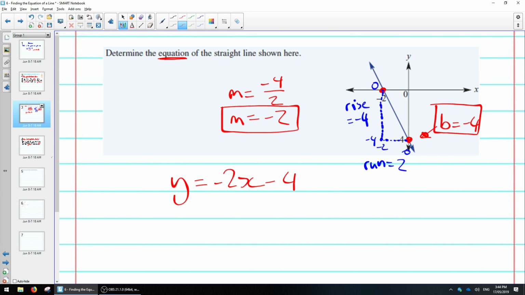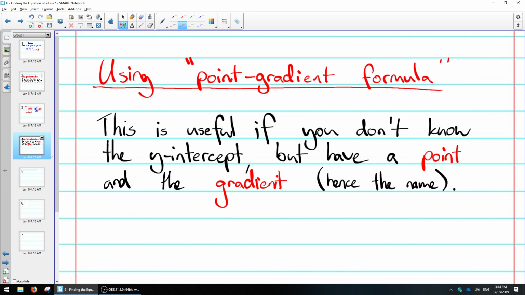So what I want to do now is talk about another method which is going to be a bit more flexible, like I said. We call that the point gradient formula, or form, or whatever. I'd say it's a formula because it is a formula. So this is useful if you don't know the y-intercept, but have a point and the gradient, hence the name. We call it point gradient formula because we have a point and the gradient. It's not the gradient intercept.